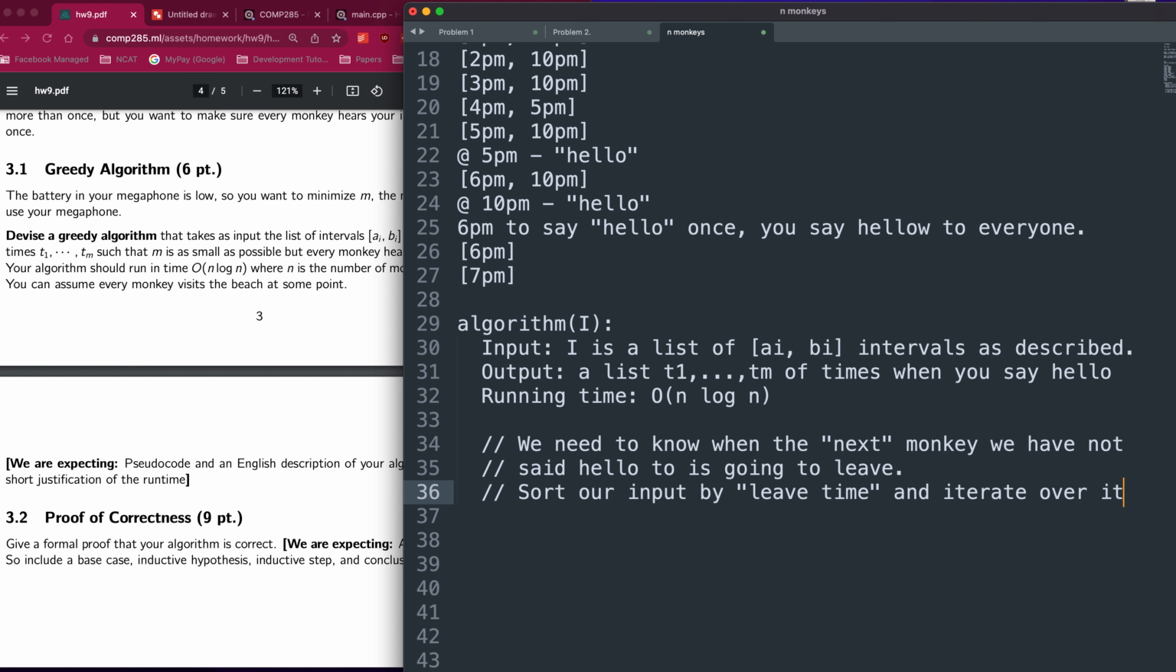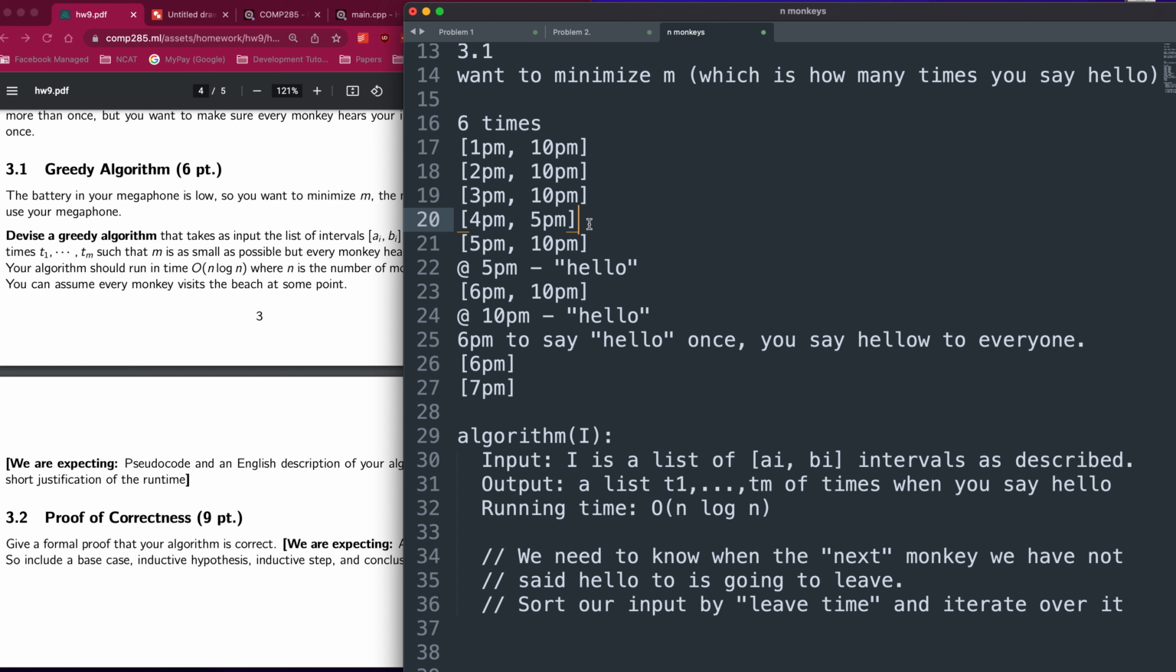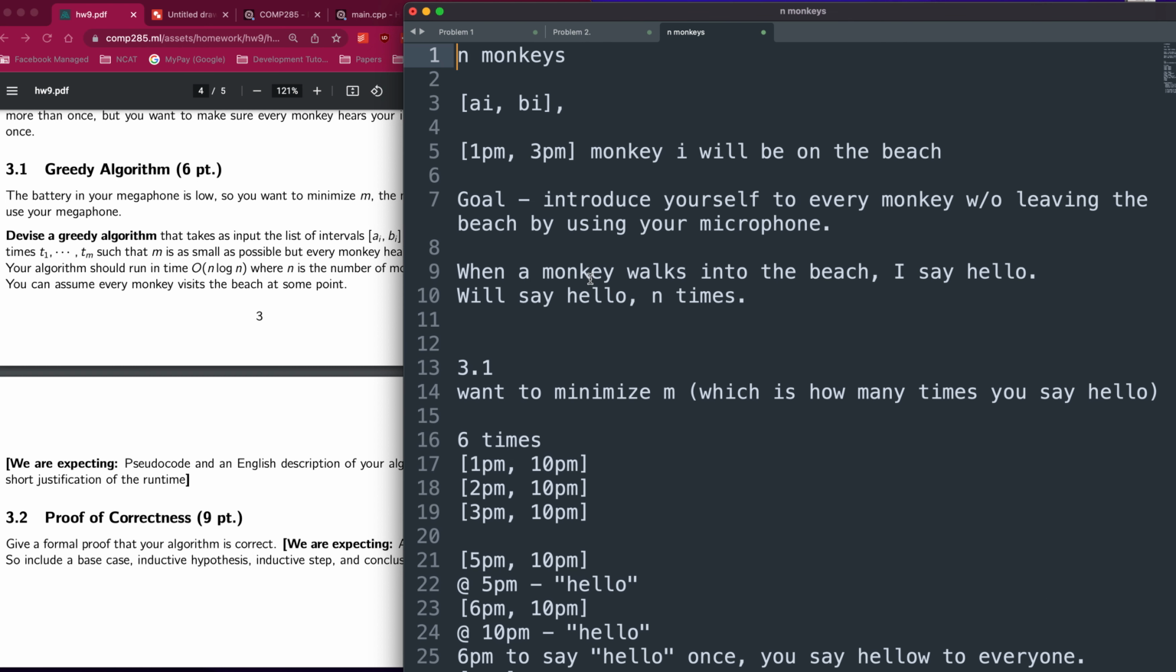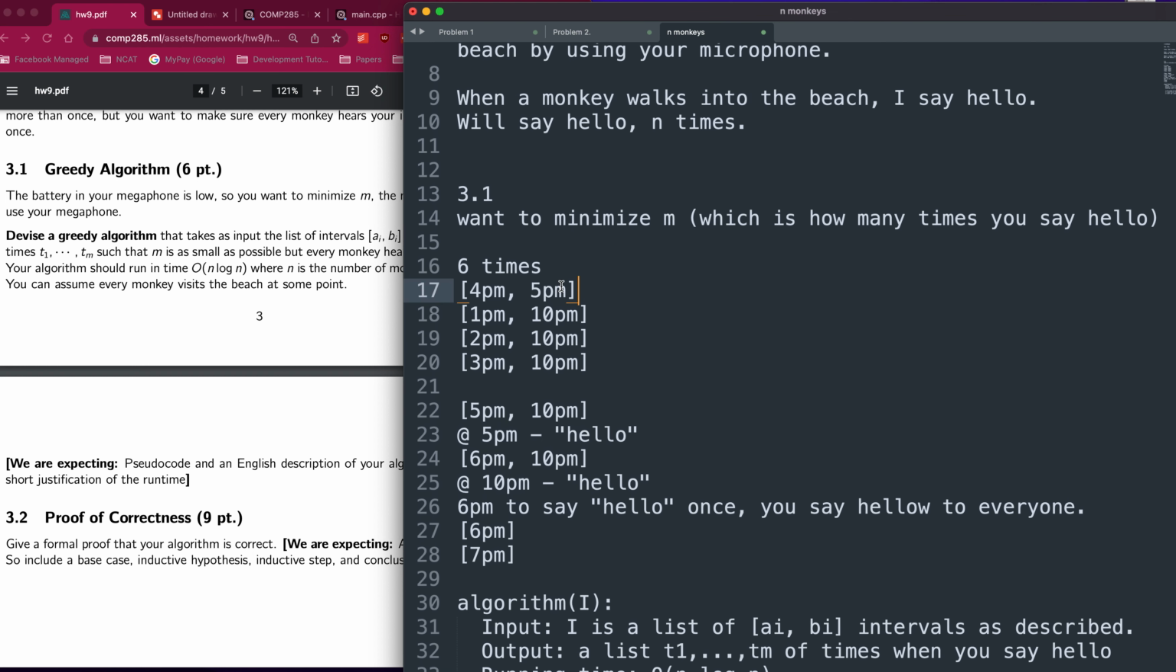Actually, do we want to do this? Because the monkey that leaves, that means we would process it. Yes, we would process it this way. So we sort by leave time. So we know at 5 p.m. we're going to say hello, which then means any monkey that came before 5 p.m. we will skip in our sorting.